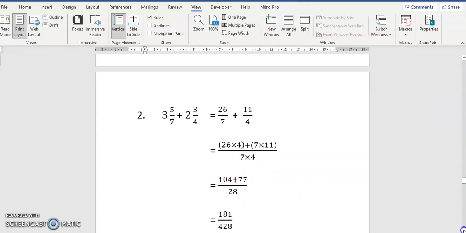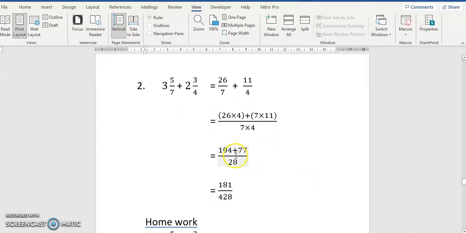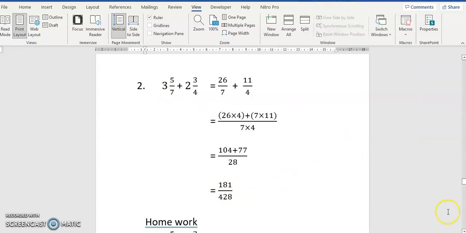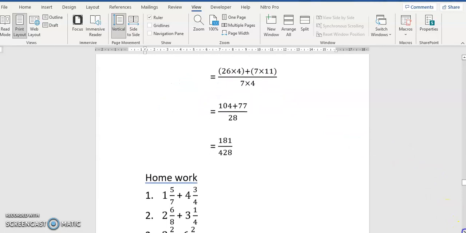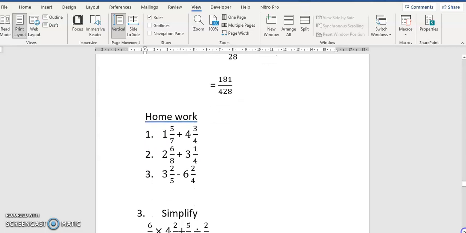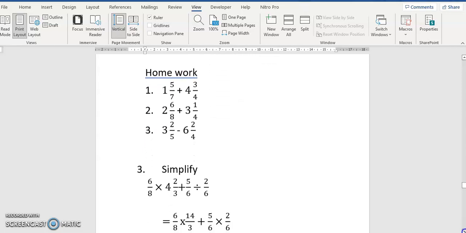Okay. Then this side, let's press this. So we have that 104 plus 77 over 28 gives us 81/428. Good. Now you do this homework for me. Let's see how we are going to do this one also.